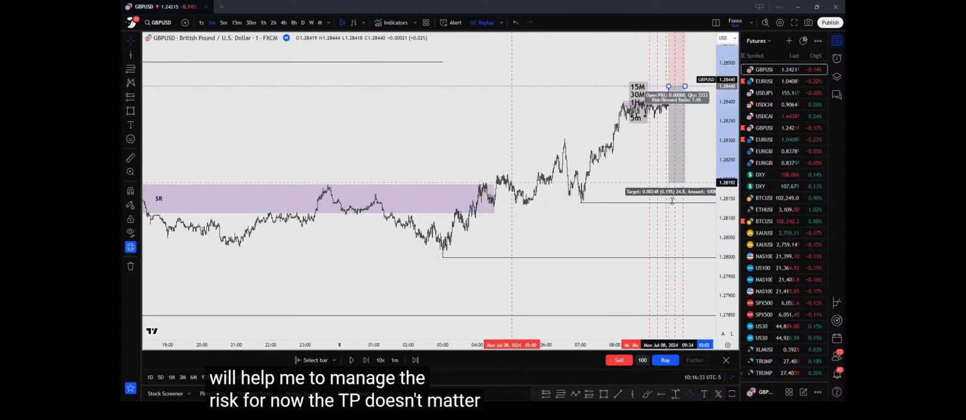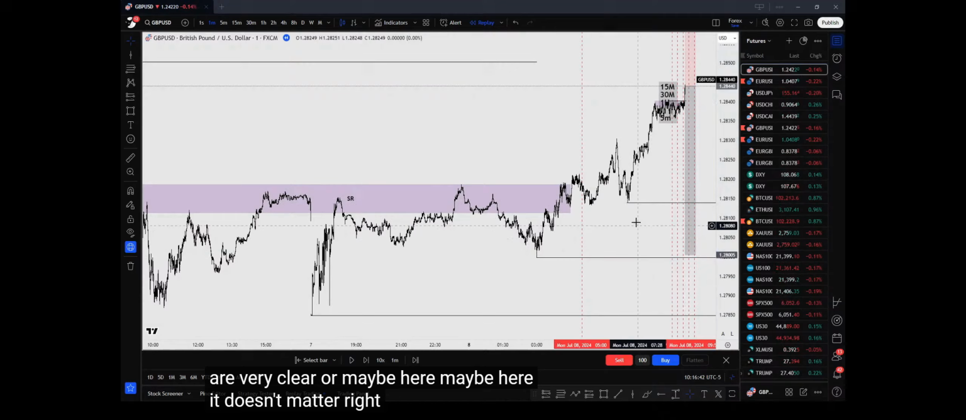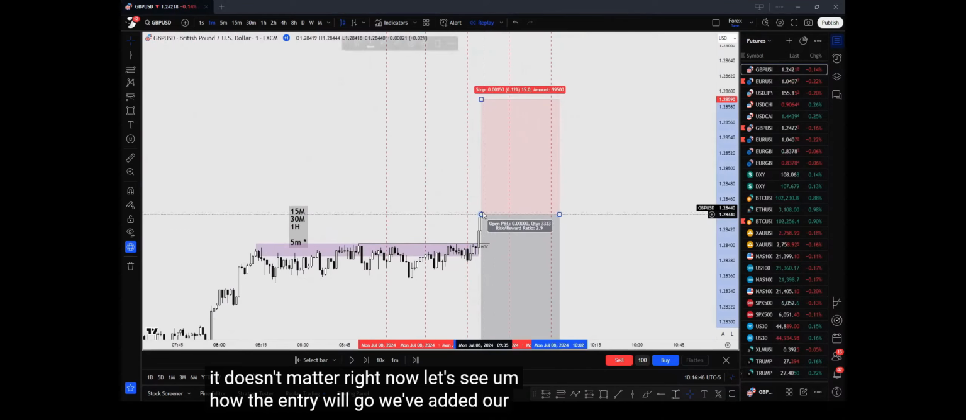For now, the TP doesn't matter. I'll just put it somewhere right here. For example, these 2 lows, equal lows, that are very clear, or maybe here, maybe here. It doesn't matter right now. Let's see how the entry will go. We've added our first 0.25.